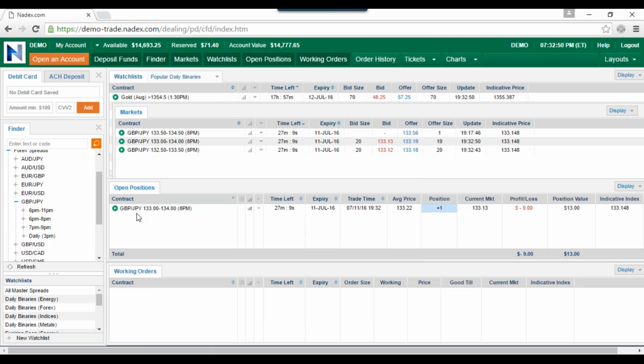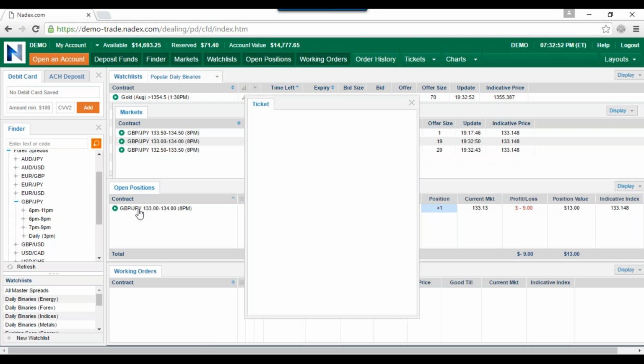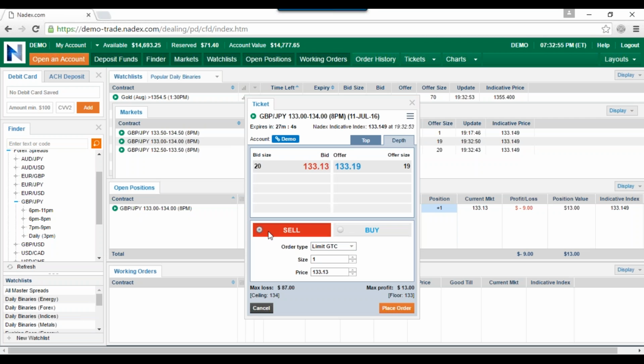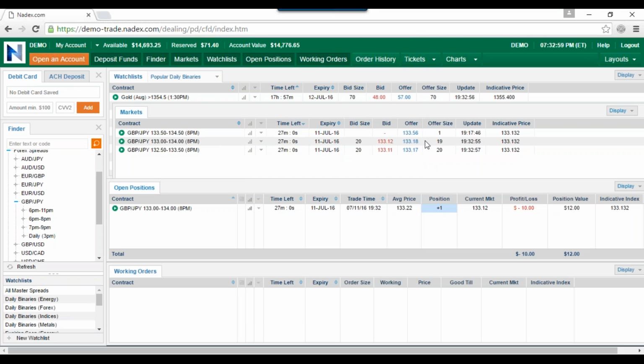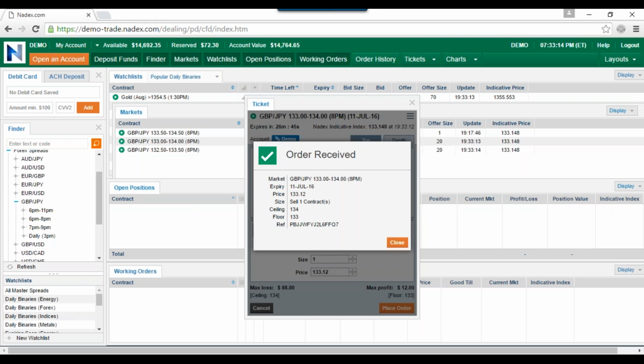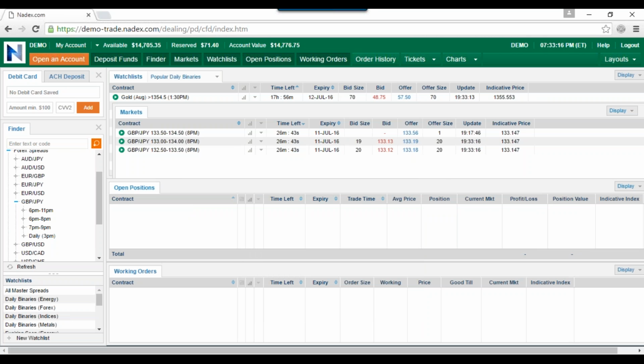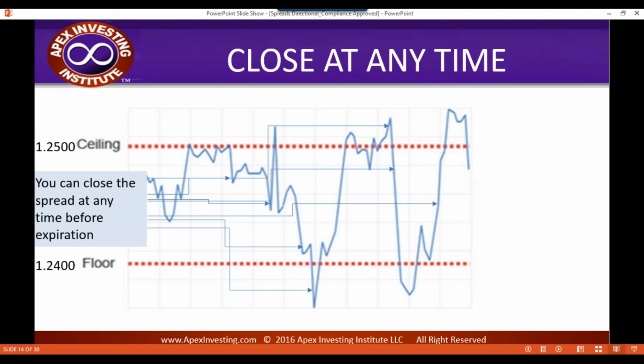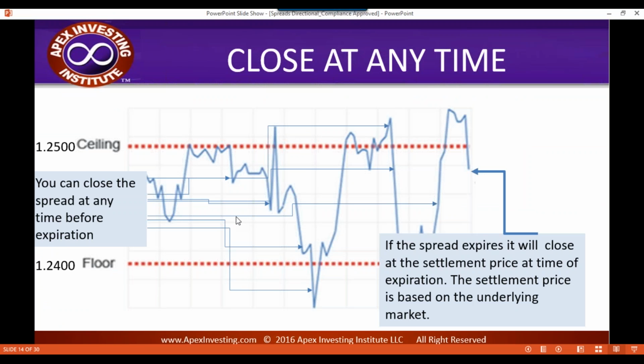So all I have to do is, it's here in my open positions, I just click it, it automatically pops up a ticket marked sell. Because I bought it, right? So Nadex knows if I'm clicking that one to get out of it, the only way I can get out of it is to sell it. Right? Does that make sense? And all I have to do is sell it, and it's gone. So I can exit early or I can hold it until expiration.